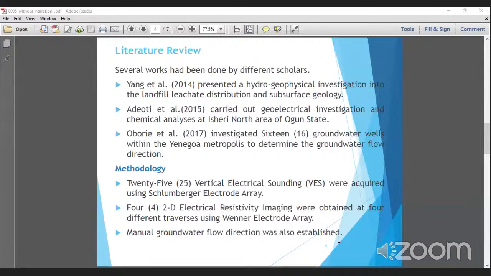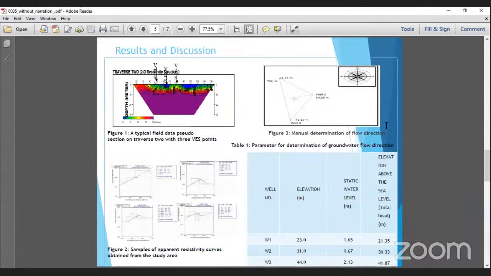And the results: the first one, shown under figure 1, is a typical field data pseudosection on traverse 2 with 3 VES points. Then the second one shows the VES, that is, samples of apparent resistivity curves obtained from the study area under the vertical electrical sounding. Then the third one is the manual determination of flow direction, taken from 3 wells, from the first well to the third well. The table shows the parameters for determination of groundwater flow direction for well 1, well 2, well 3, and their elevations recorded as shown under table 1.